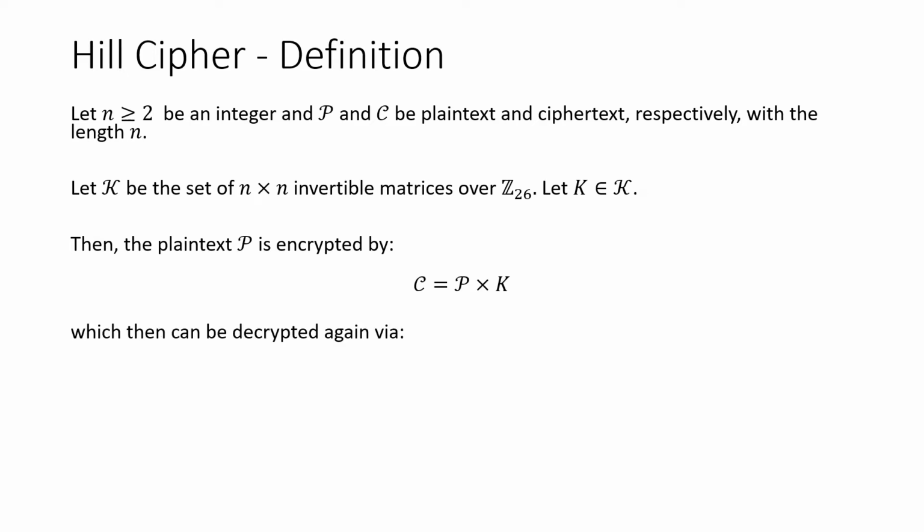And lastly, we can decrypt our ciphertext and get our plaintext back by the following equation, multiplying by the inverse of K this time on the right, and the formula for the inverse matrix is displayed on the slide for your reference. We divide the adjugate matrix of K by the determinant of K to get the inverse of matrix K.